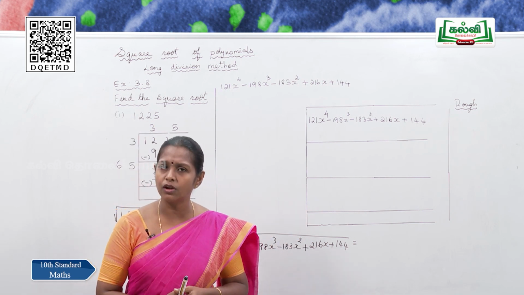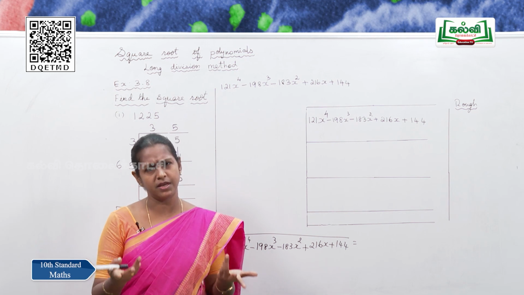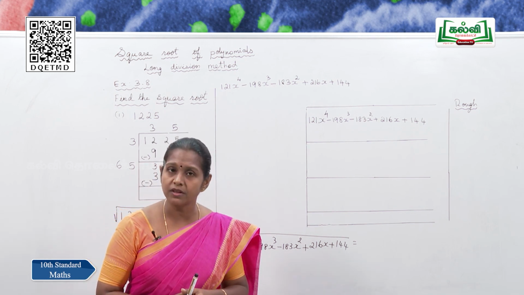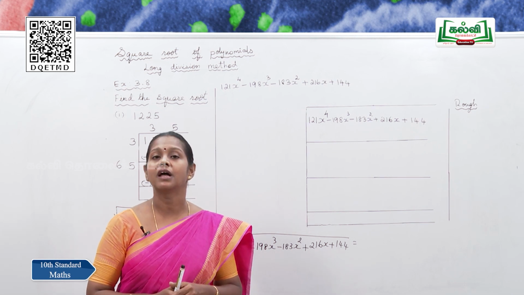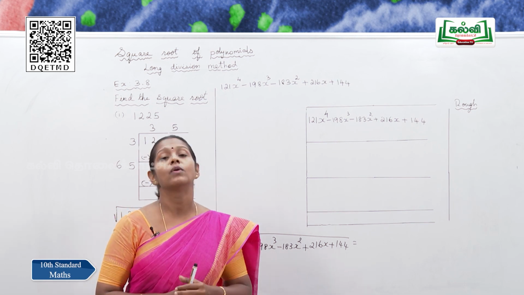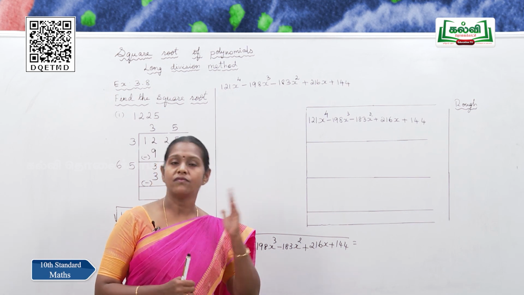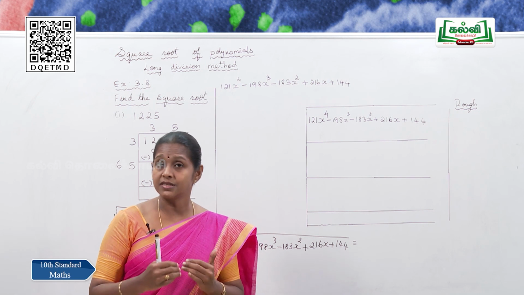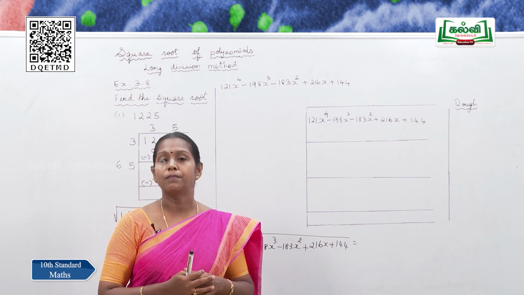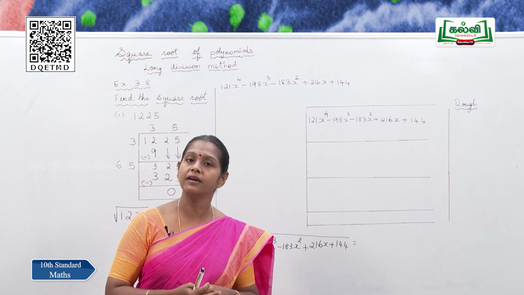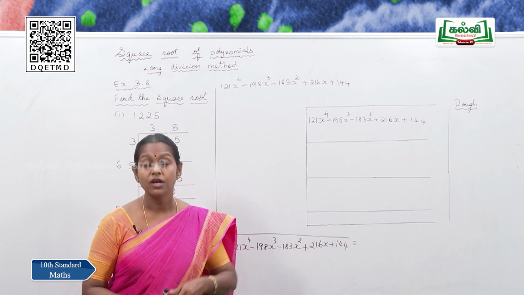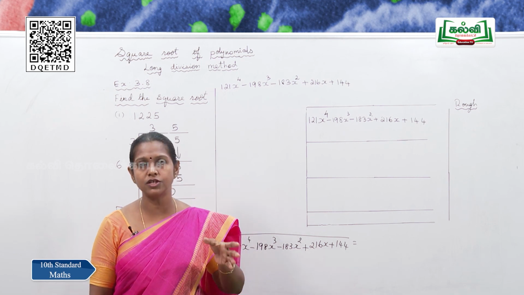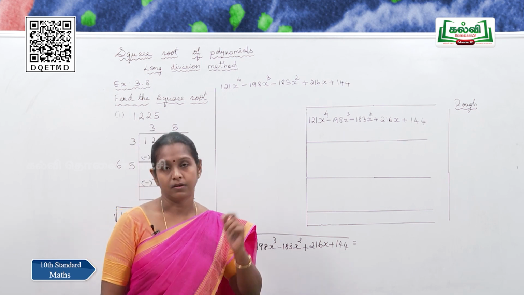Why should we use the long division method? Why don't you use the same factorization method? Of course, you can use it, but the factorization method is applicable only for degree 2. That means only for quadratic equations, that factorization method is very easy. But when the degree is higher than 2, that means the polynomial has a higher degree, at that time you have to use the long division method. Then the long division method is very easy to find the answer for the polynomial.